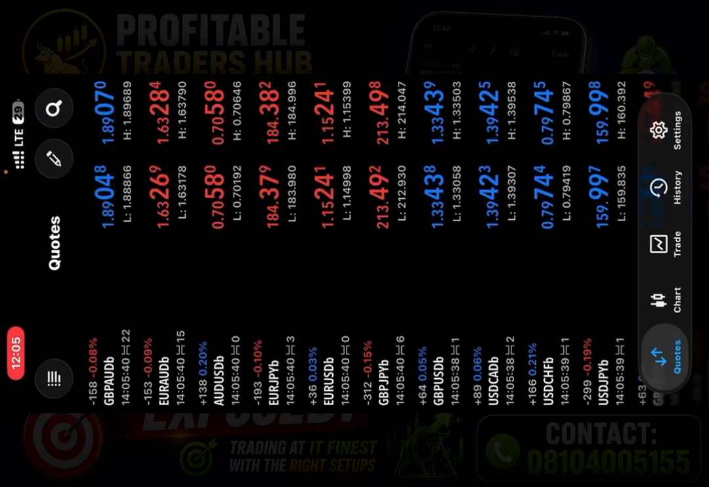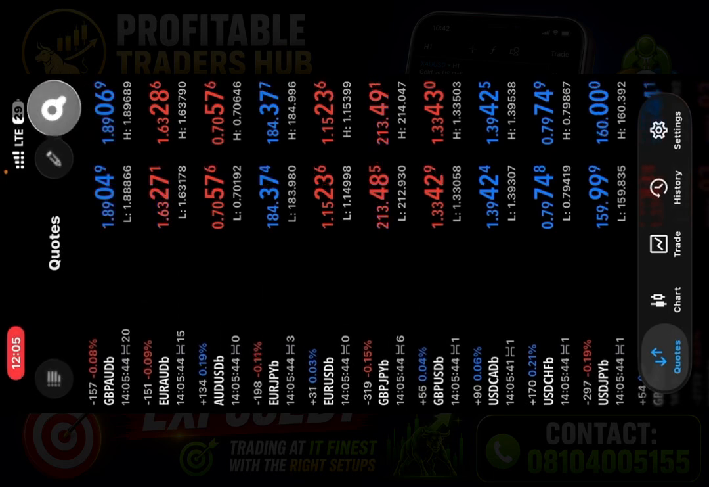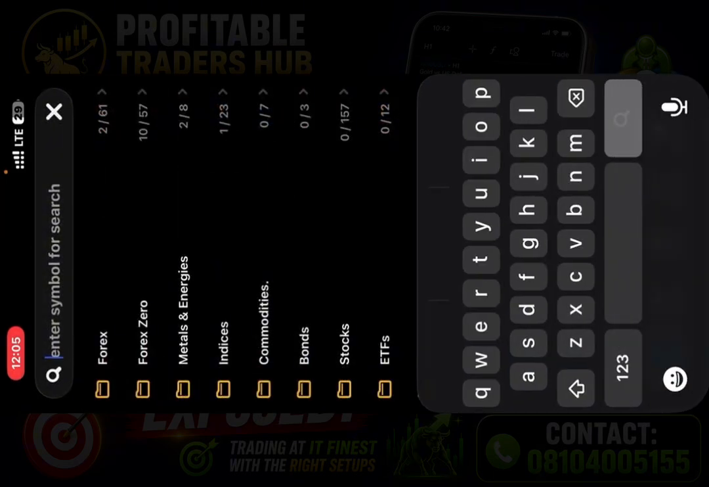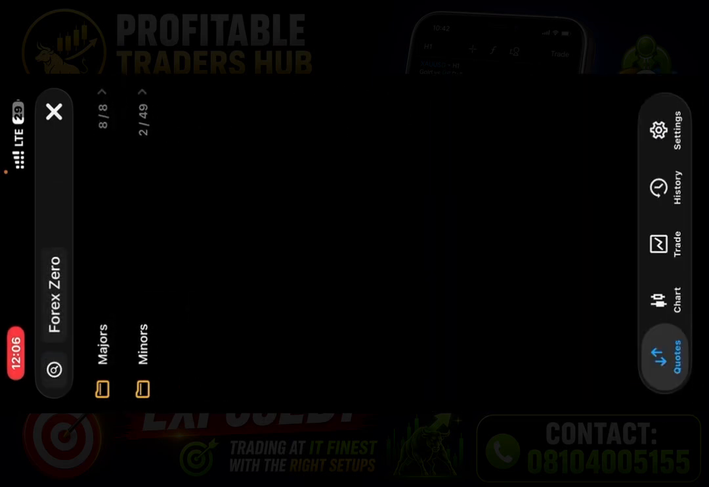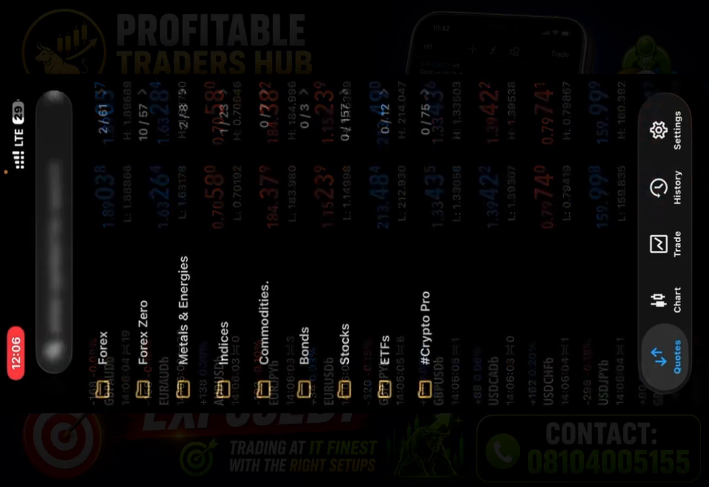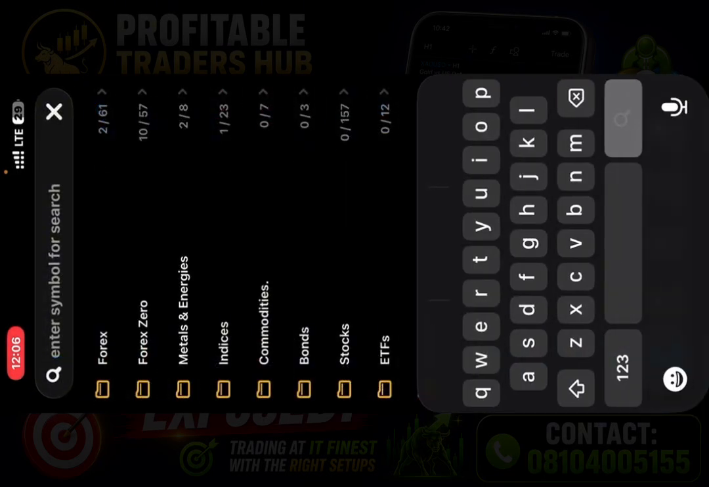So the next one now is the one you use in adding new pairs, the one that has a cycle. When you come here, it's more like a search, right? Now I want to add a new pair. Now remember I told you guys, I said when you are adding a pair, we have major pairs and we have minor pairs. You can see this now, right? We have on Forex Zero, we have major and we have what? Minor. Good.